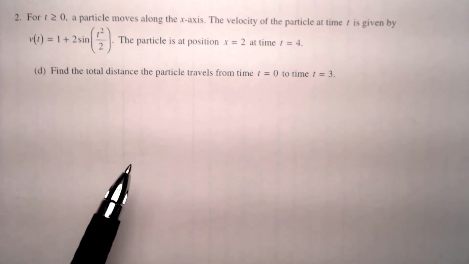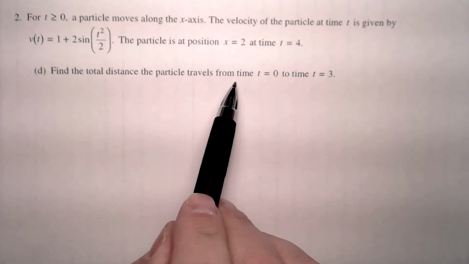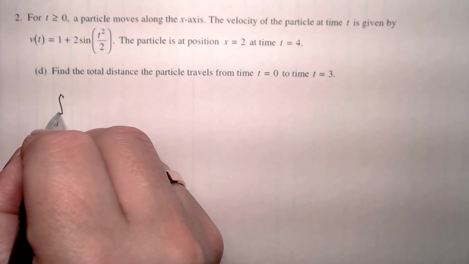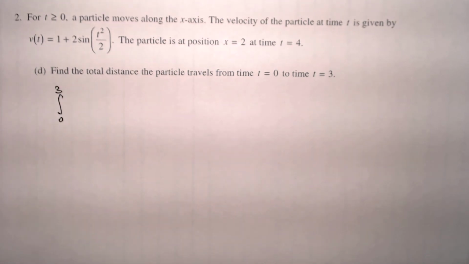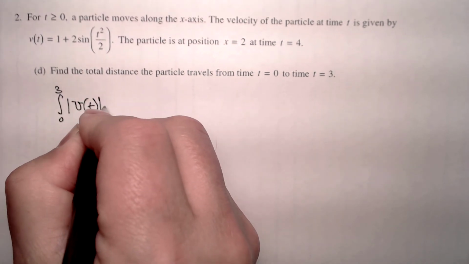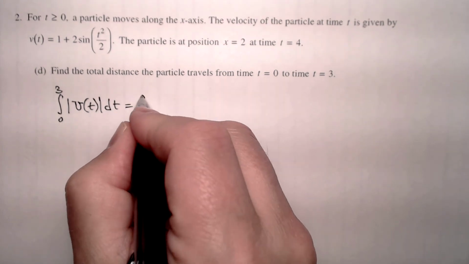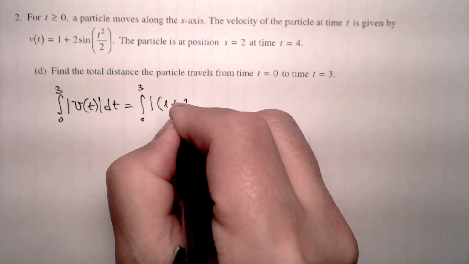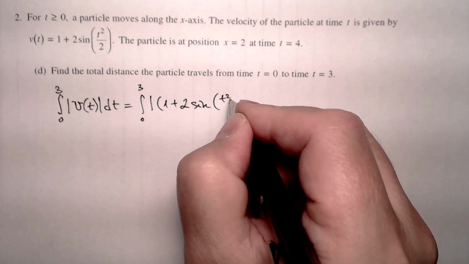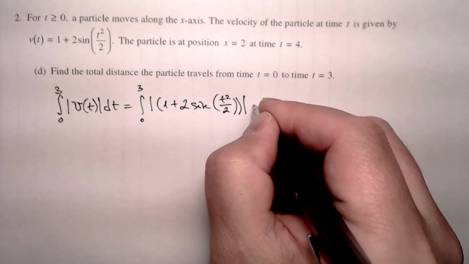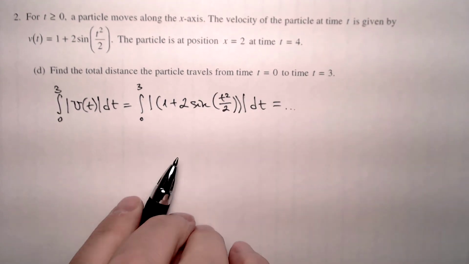In this part of the question, we need to find the total distance the particle traveled during the time between time 0 and 3. And notice that this is the total distance rather than displacement. So this is actually the integral from 0 to 3 of the speed rather than velocity. So it's the absolute value of the velocity dt. So this is the integral from 0 to 3 of the absolute value of 1 plus 2 sine of t squared over 2, close parentheses, absolute value, dt. And so let's use a calculator to calculate this value.